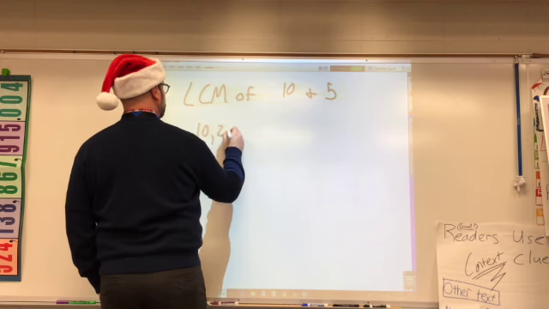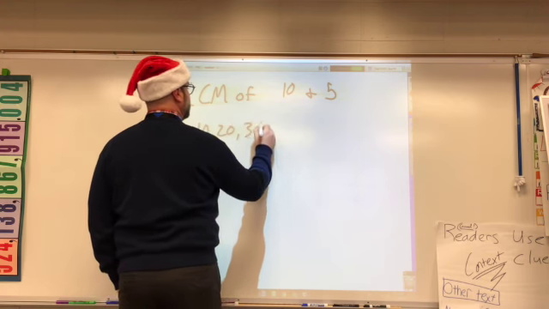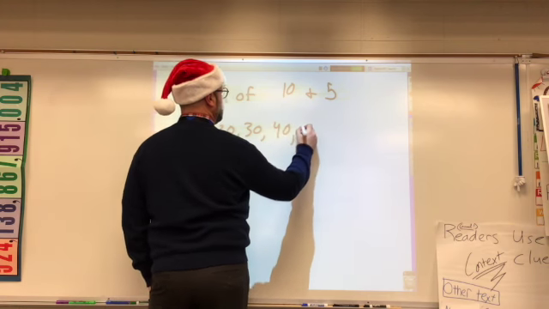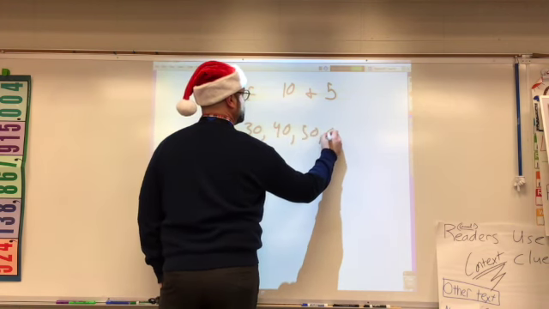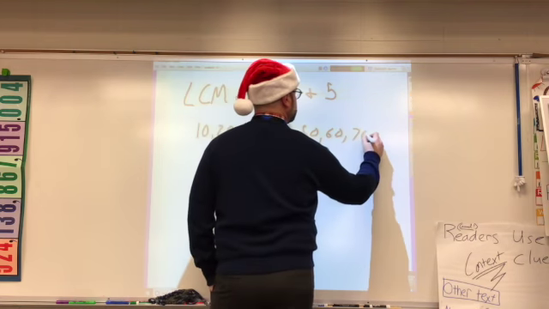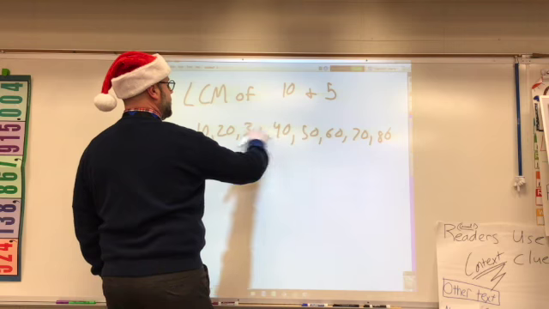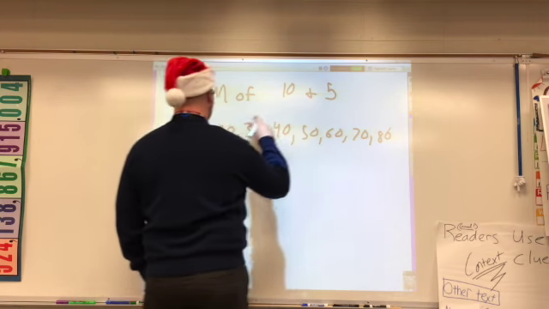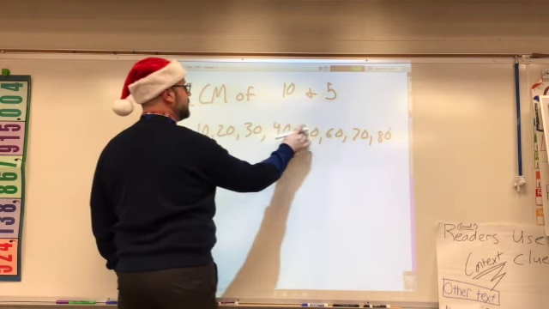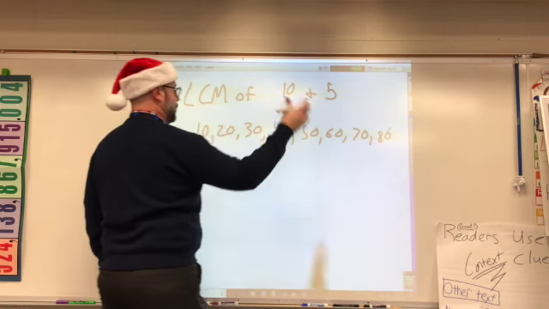10, 20, 30, 40, 50, 60, 70, 80. I'm going to stop at 8. So there, I listed the 8 multiples of 10. I skip count by 10: 10, 20, 30, 40, 50, 60, 70, 80. Okay.